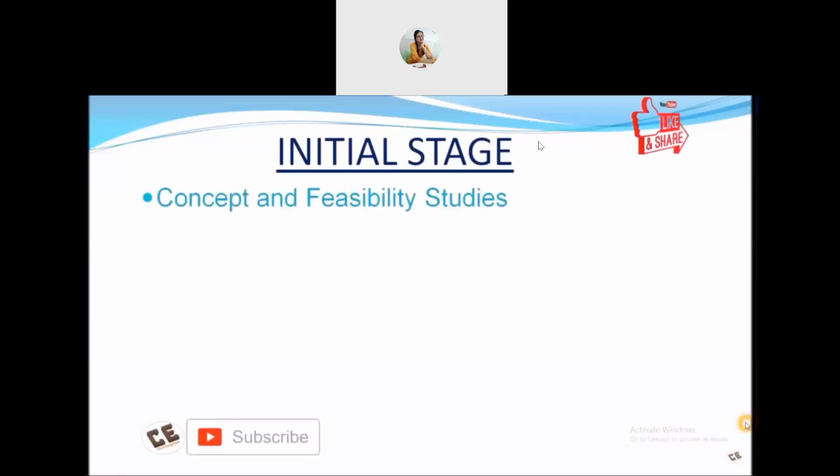It is the initial stage. In the initial stage, there are some points. First is the concept and feasibility. Concept and feasibility studies, we can say, are used to determine the viability of an idea. Whatever idea we have taken, we see whether it is viable or not, such as ensuring a project is legally and technically feasible. Check the feasibility legally, technically, economically, whether it is feasible or not.